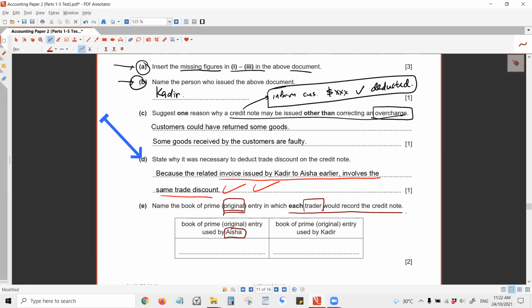So you are Aisha. That means we are the customer. In this table, on the left-hand side we are Aisha, and when you're answering the one on the right, we are Khalil. You are going to record this into the purchases returns journal.